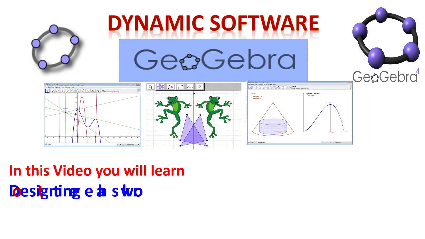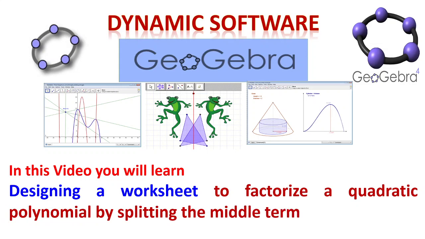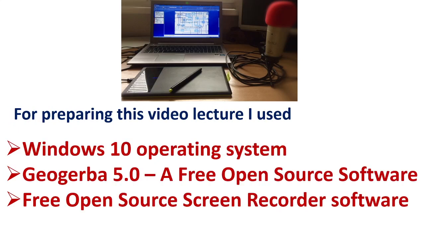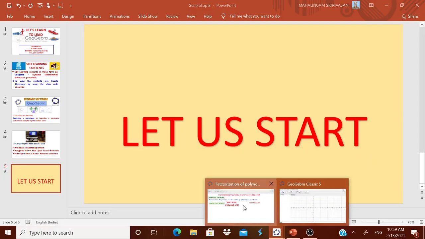In this video, you will learn designing a worksheet to factorize a quadratic polynomial by splitting the middle term. For preparing this video lecture, I used Windows 10 operating system, a licensed version, GeoGebra 5.0, a free open source software, and free open source screen recorder software. Let us start. Let me show you what type of worksheet we will be designing.